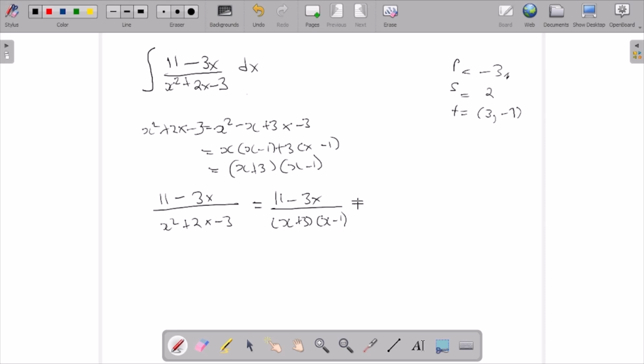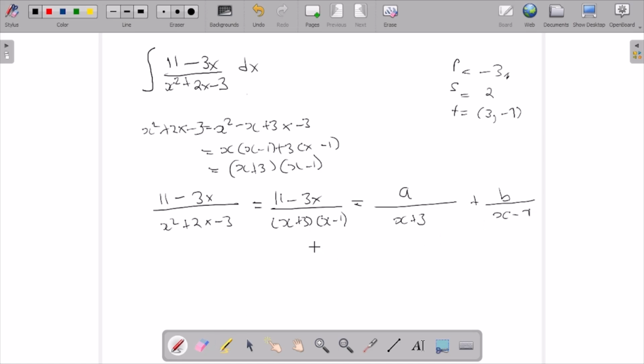Now you have to think of this rational fraction as the sum of two fractions, which we are calling partial fractions. If we break this down into two partial fractions, it will be easier to find the integral. That's the reason why we are going through this process. So this is actually equal to some constant A over the first factor, which is x plus 3, plus B over the second factor, which is x minus 1.